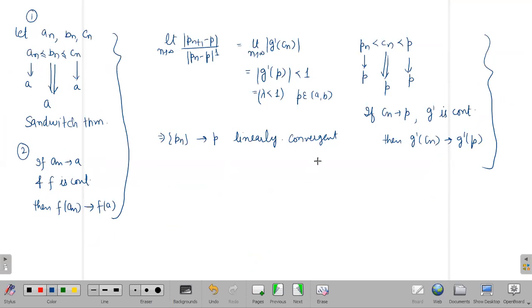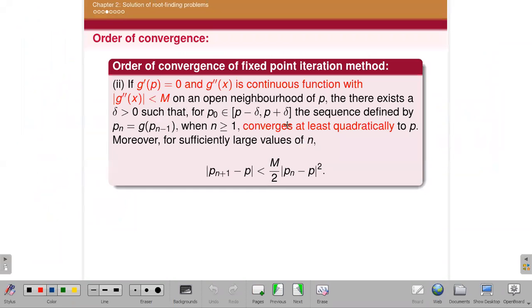So now, can you get the quadratic convergence in this case? Yes, we can get the quadratic convergence also in the fixed point iteration. Let us see what the conditions are for quadratic convergence. So this is the condition: here you have to take g dash P equal to 0.